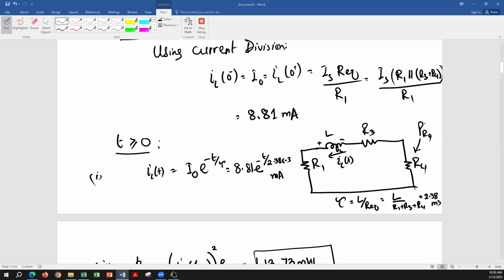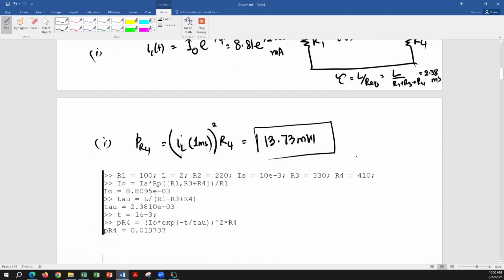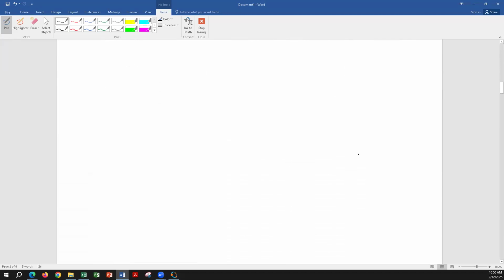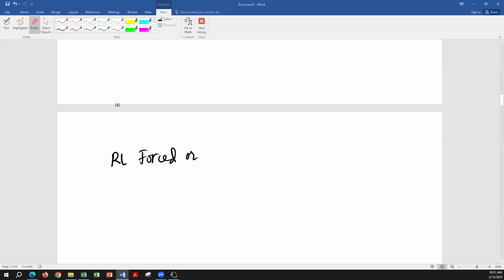Okay, guys. So now we're going to move on. Since we don't have much time, we're going to move on to the discussion of, let's just start with the new page, RL forced circuit, or complete response.